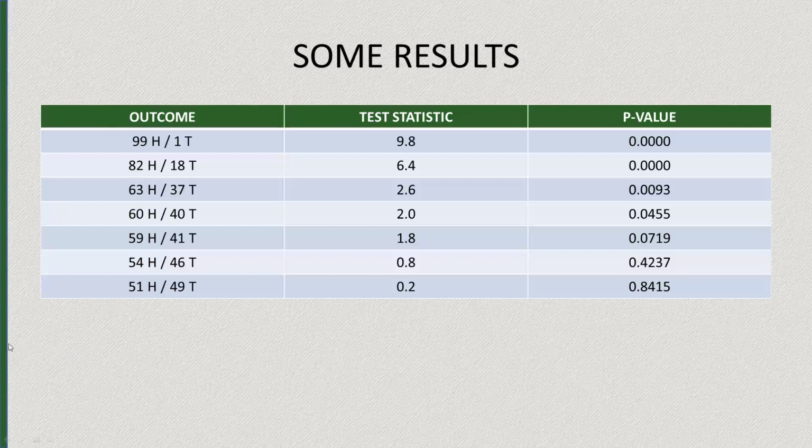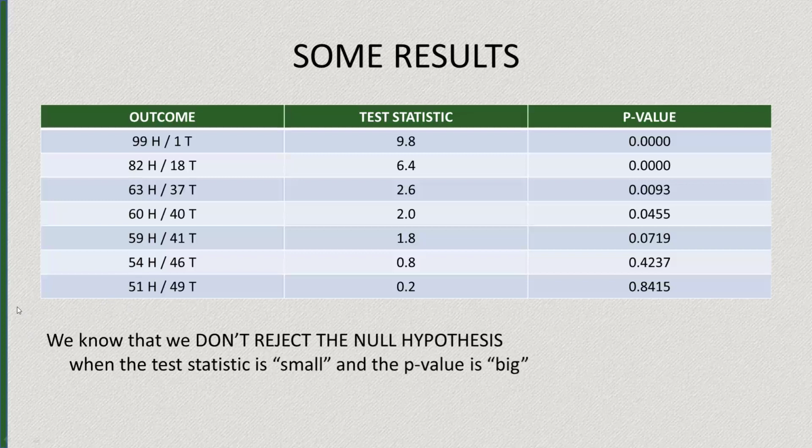Now remember, we've already decided that 99 heads, that's not a fair coin. 51 heads, yeah, we were willing to believe that was a fair coin. In jargon terms, we would not reject the null hypothesis down in here, around 51. Our test statistic is small. We are pretty close to what we expect. The p-value, the chance of that happening, is pretty large.